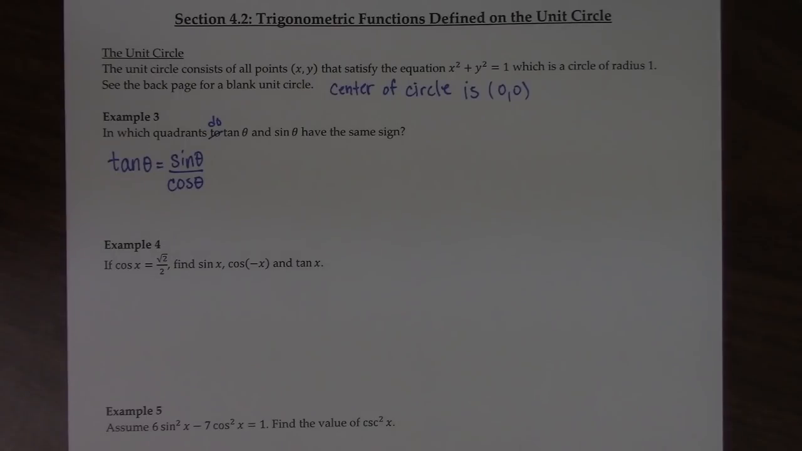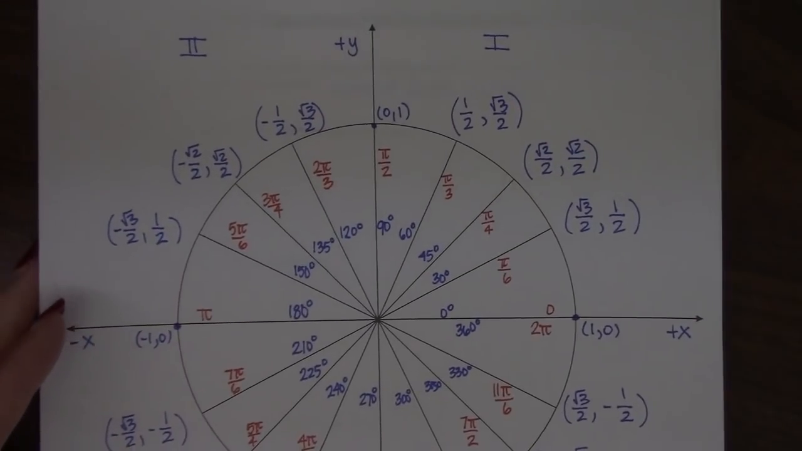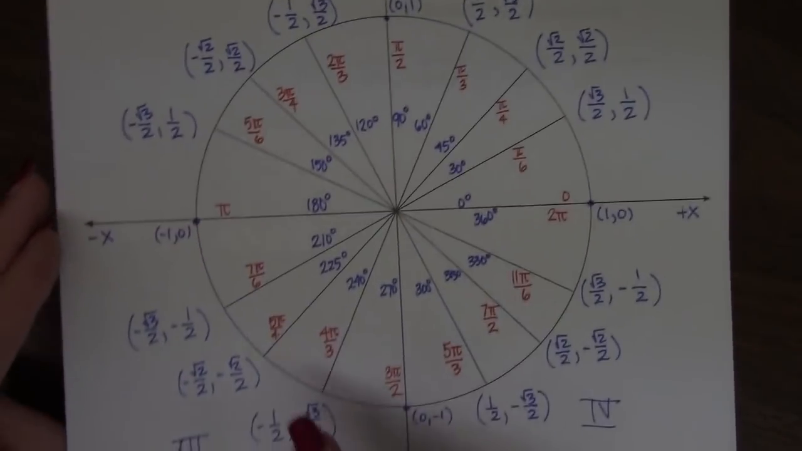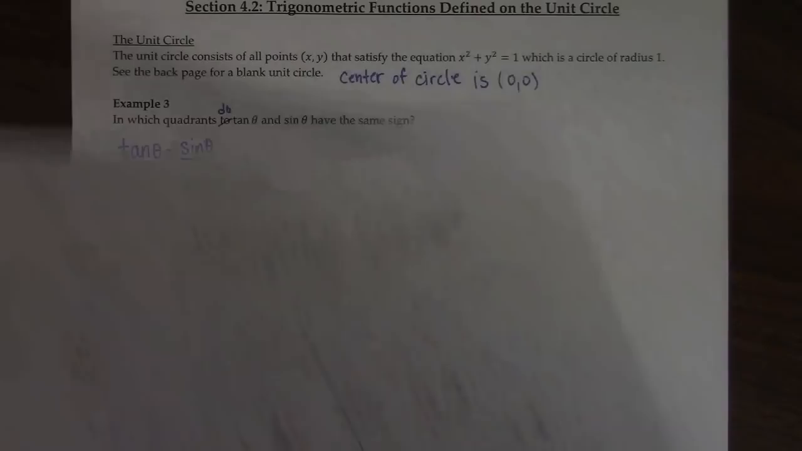So tangent is going to be positive when sine and cosine are either both positive or both negative. Tan will be negative when they have opposite signs. Sine is going to be the y values, so it's going to have positive and negatives based on what quadrant we're in. So let's look at what's happening in the unit circle. So sine are the y values, so it's positive in quadrants 1 and 2, and it's negative in quadrants 3 and 4.